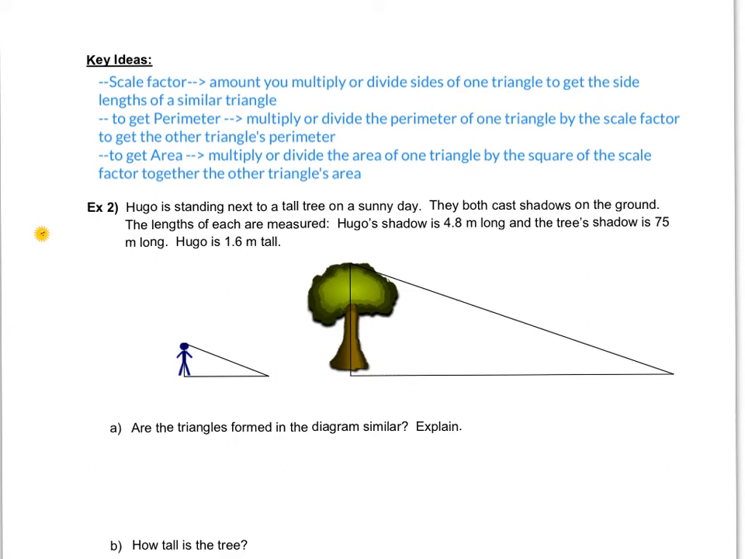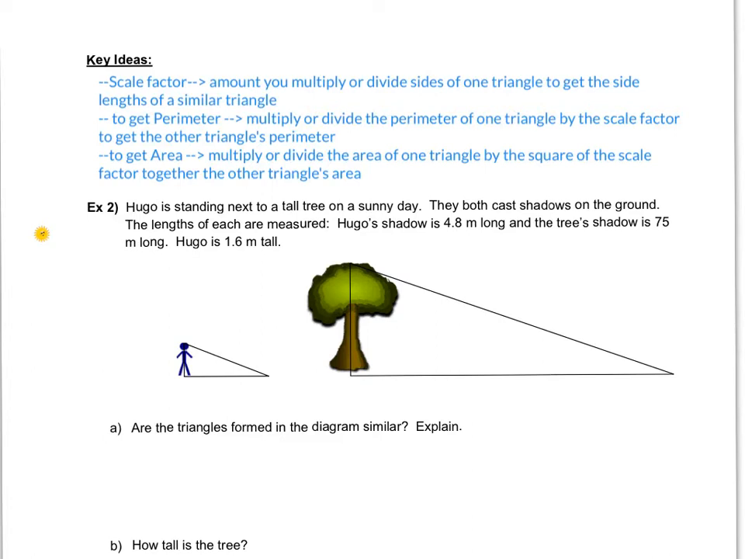The key ideas from our previous video are that the scale factor is just the amount you divide or multiply the sides of one triangle by to get the side lengths of a similar triangle. We also know that if we have similar triangles, to get the perimeter of one triangle compared to another, you just multiply or divide the perimeter of one triangle by the scale factor to get the other triangle's perimeter.